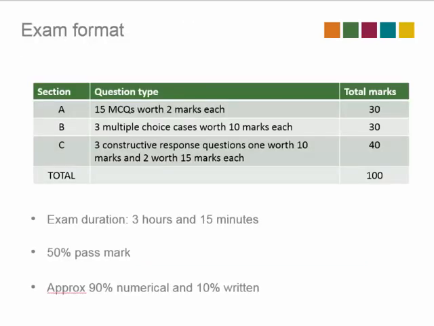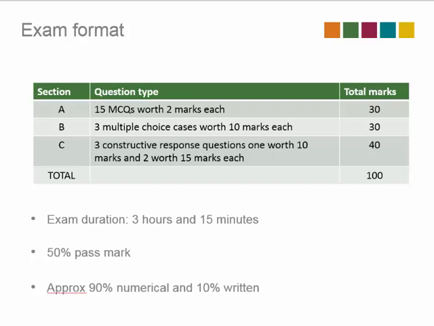The exam has historically been 3 hours and 15 minutes long with a 50% pass mark, and it is split into 3 sections. Section A comprises 15 multiple choice questions, each worth 2 marks. So you might get something like a little bit of a question and then there are 4 possible answers, and you need to select which one of those 4 is the correct one. 15 of those, 2 marks each, 30 marks and 30% of the exam.